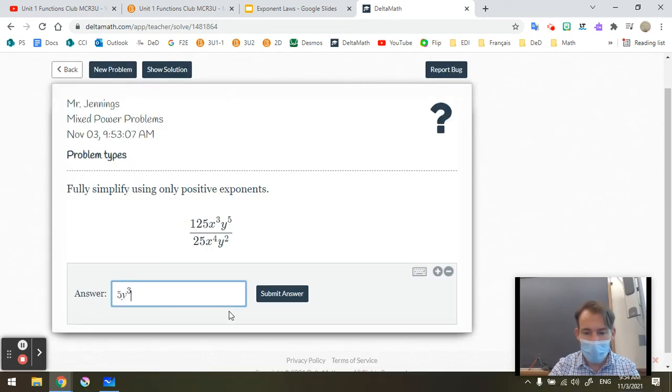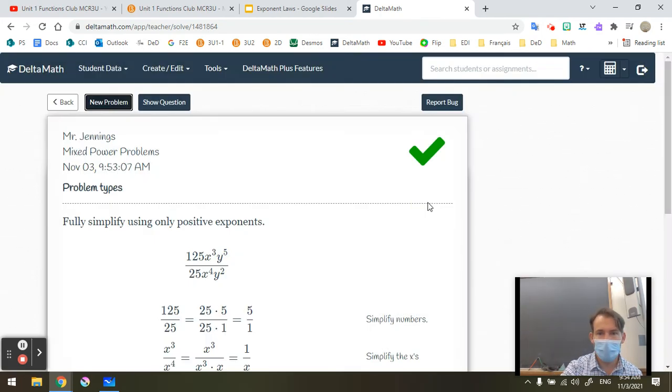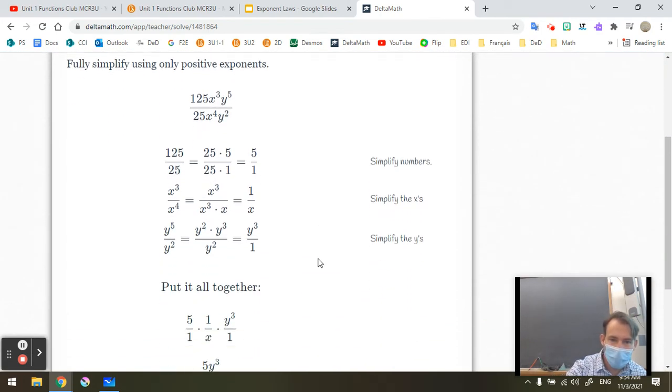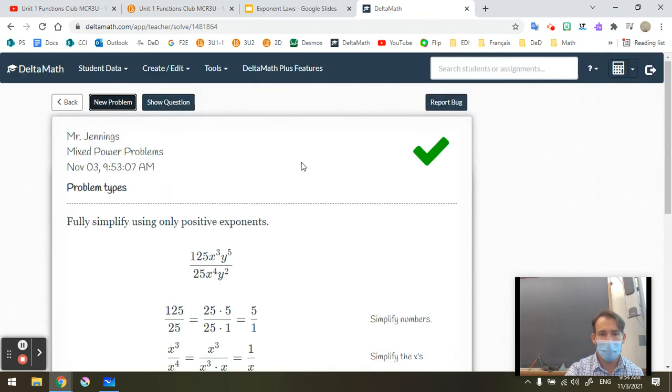5y to the 3 over x. Submit answer. Yes. Hooray. And then take a look at their solution. Your learning goal today is to sink these exponent laws into your brain so that the unit goes smoothly. So that's why I'm giving you lots of problems to practice here.